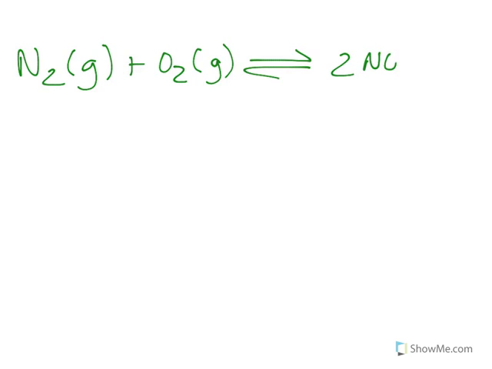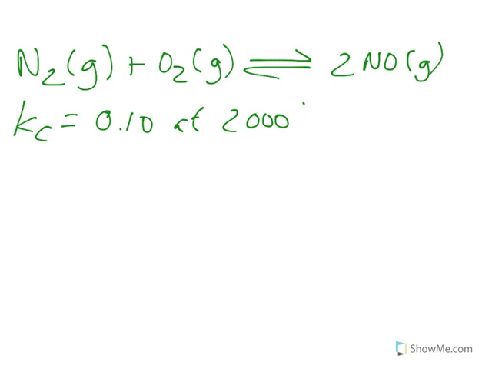Let's just go ahead and get started here. Let's take a look at a reaction. We're going to take N2 gas and oxygen gas, and I'm going to make 2 moles of NO gas. And this reaction has a Kc at this particular temperature of 0.10, and that's at 2000 degrees C. So that's the information that we're provided.